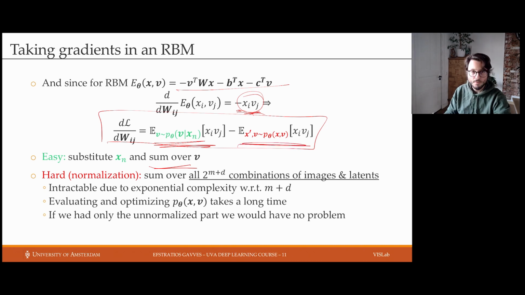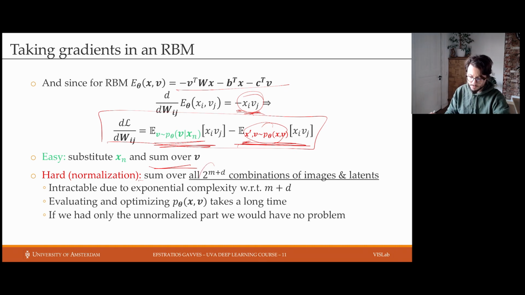However, the second term here is very hard to compute. It corresponds to the normalization, or our partition function, and in the subscript we see that it asks us to sum over all possible combinations of images and latent dimensions. So basically, we need to iterate over all possible pixels and over all possible latent dimensions, and flip them one by one in all combinations.